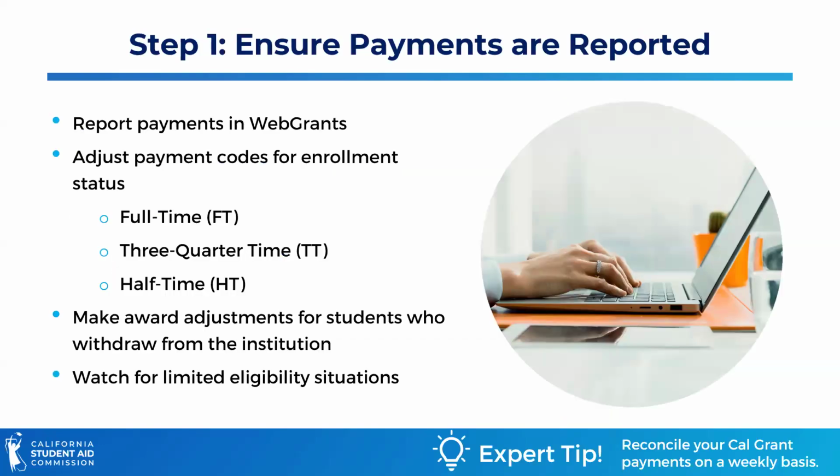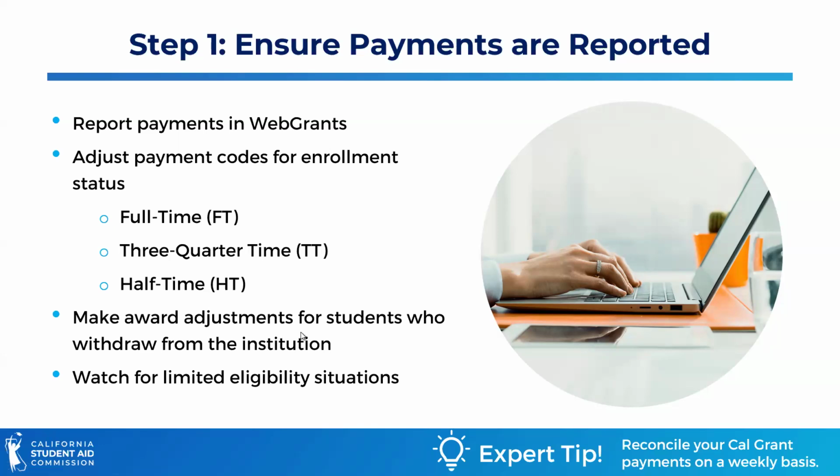So first, again, let's break down the steps, making sure that our payments are reported accurately. Reporting the payments in web grants, adjusting the payment codes, right, as the students, if students are not enrolled full-time, then you would use the 3/4 time or half time code, and then making adjustments, right? If students are withdrawing, if they are receiving Pell Grant funds, that might involve a return to title funds, and then that could also involve an adjustment to the Cal Grant award amount. So be aware that when you're performing R2T4s, it may also affect the Cal Grant funds.